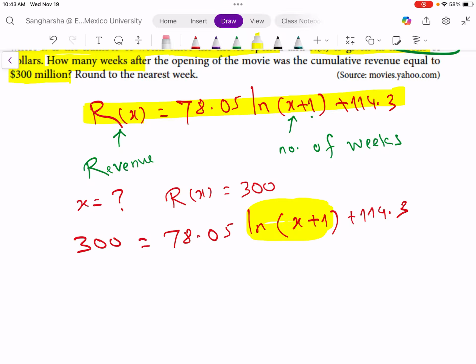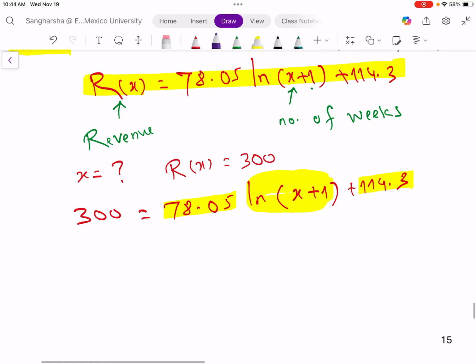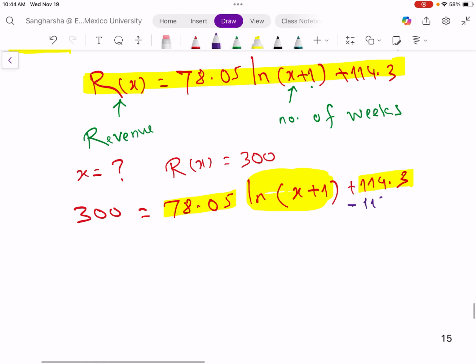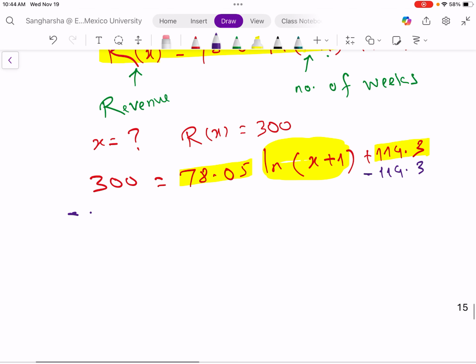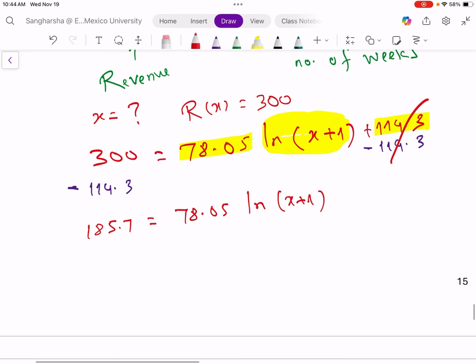So our target is getting rid of 114.3 and 78.05. How can we get rid of 114.3 from the right side? By subtracting 114.3. So 300 minus 114.3, what is that equal to? 185.7 equals 78.05 ln of x plus 1. This is 0. Now we need to get rid of 78.05.